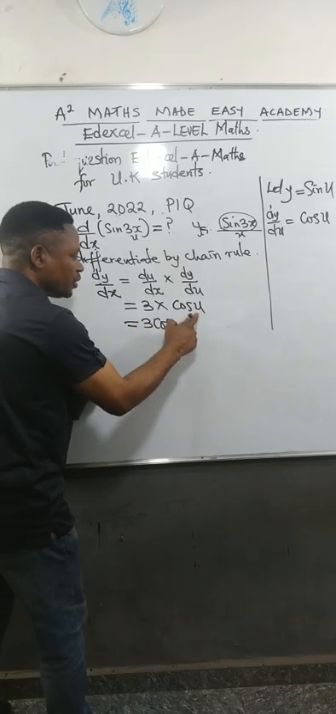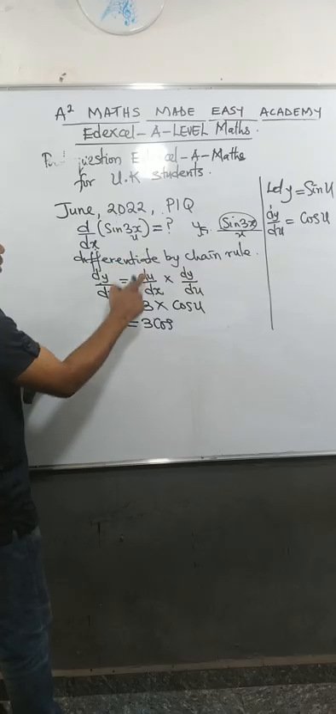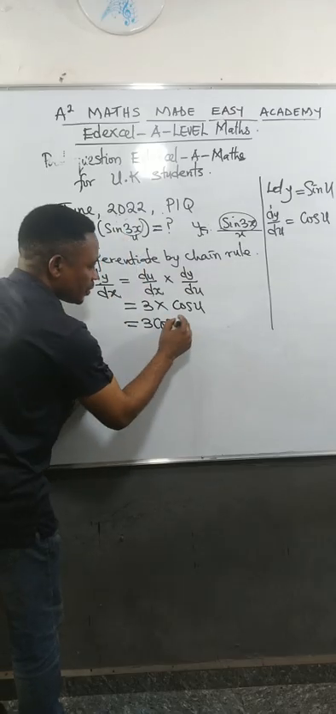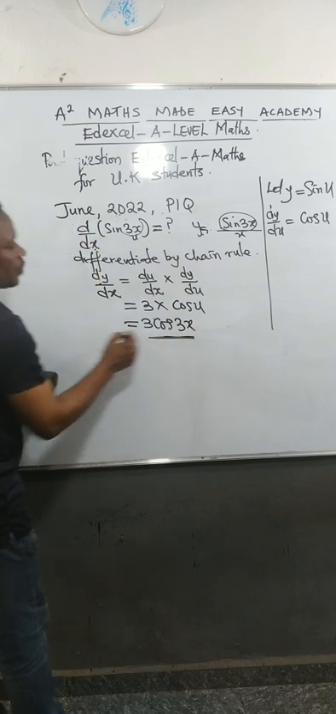Then do we know the value of u? What is the value of u? Look at it, we have cleaned it before, and this is the value of u, which is 3x. I will now write here 3x, and that is the final answer.